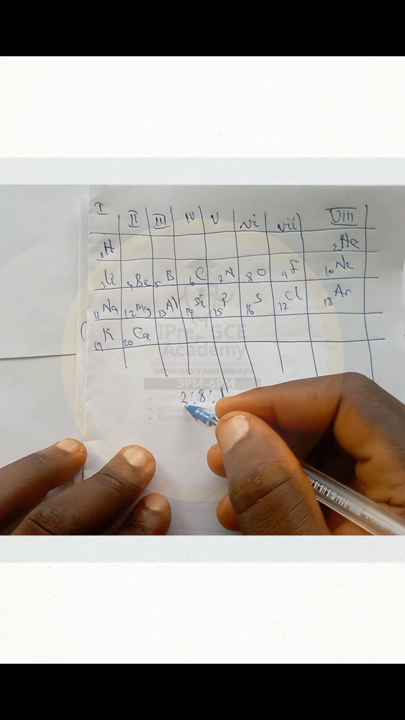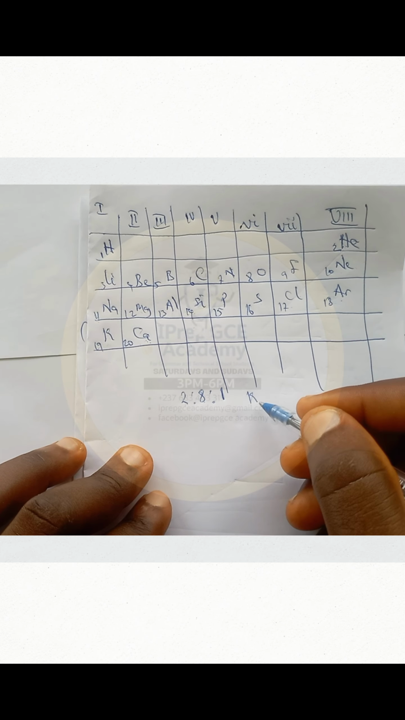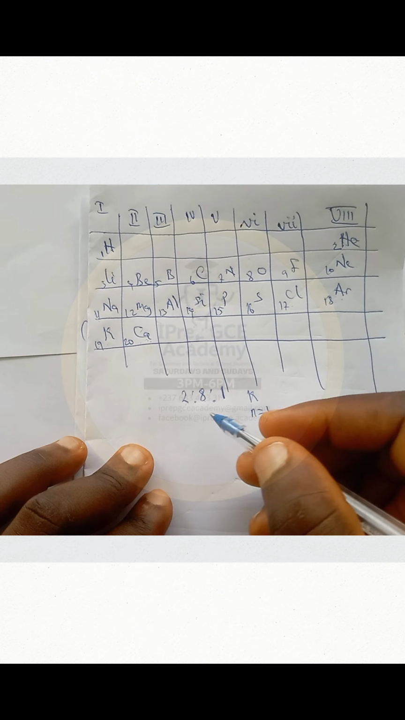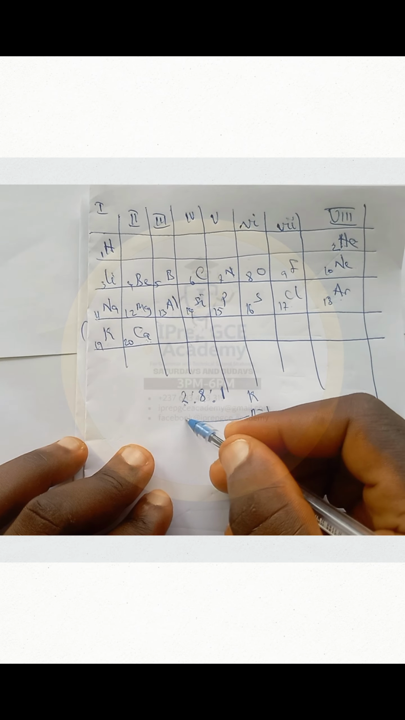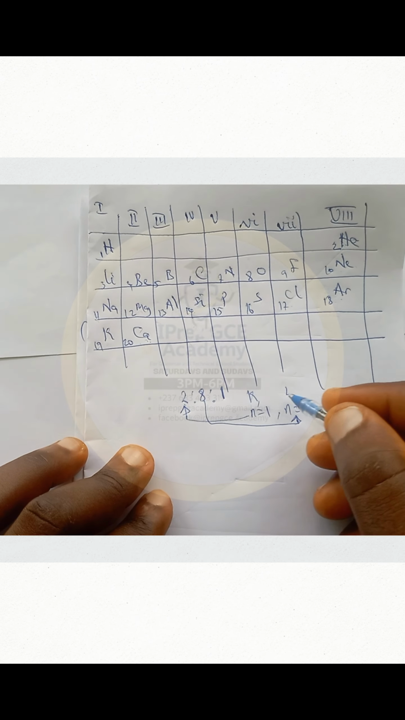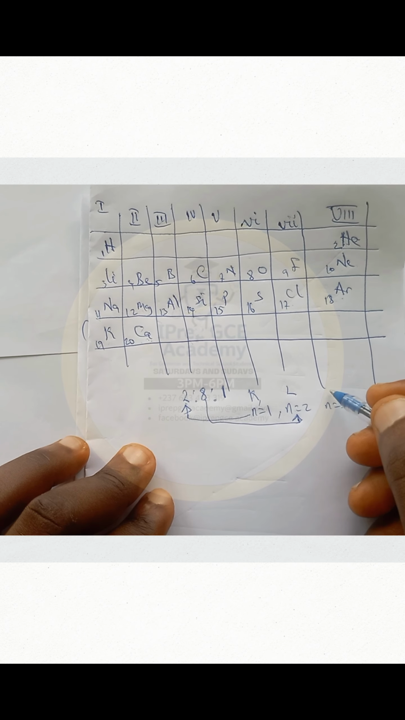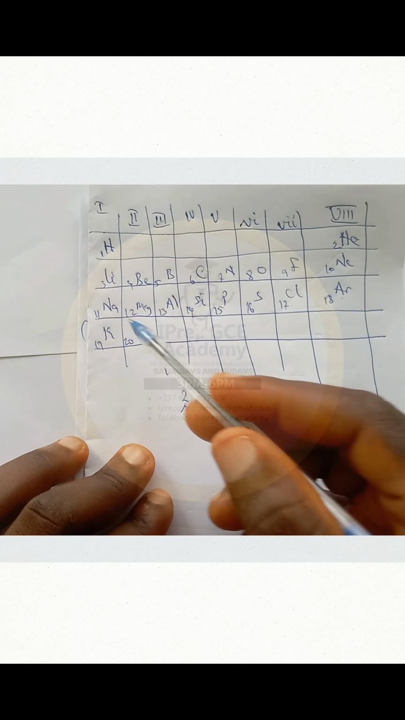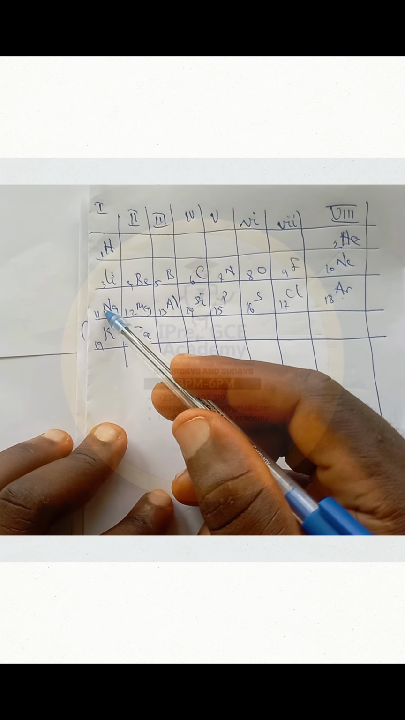So you can see that the first shell, called the K shell, or the shell n equals 1, takes 2 electrons. The second shell, the shell n equals 2, or the L shell, will take 8 electrons. And the third shell, or the shell n equals 3, the M shell, will take 1 electron. So you can see that sodium has 3 shells, and so it is in period 3.